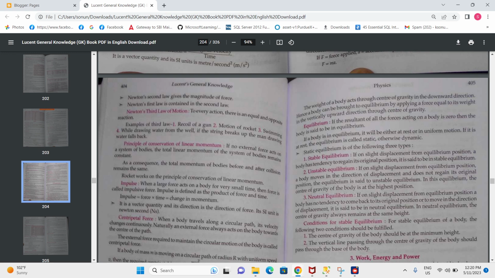Now, the principle of conservation of linear momentum. I will cover this point in the next video. Thank you.